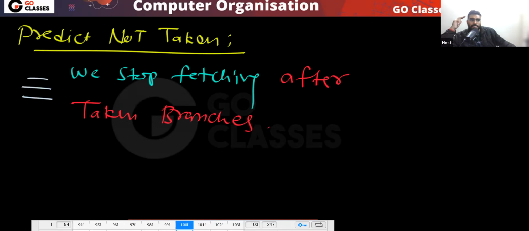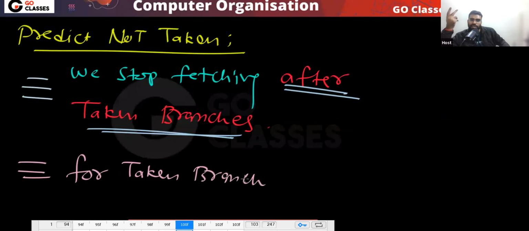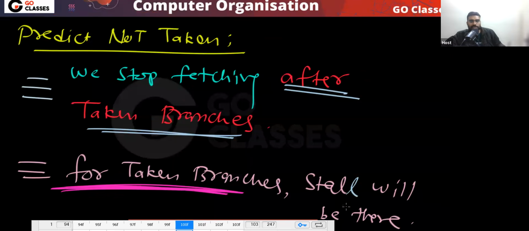This is the same as: after taken branches, bubbles will be there. For taken branches, bubbles, stalls will be there. Correct or not? Is this clear? Let me know. The predict not taken, I can say it is the same as: for taken branches, bubbles will be there.